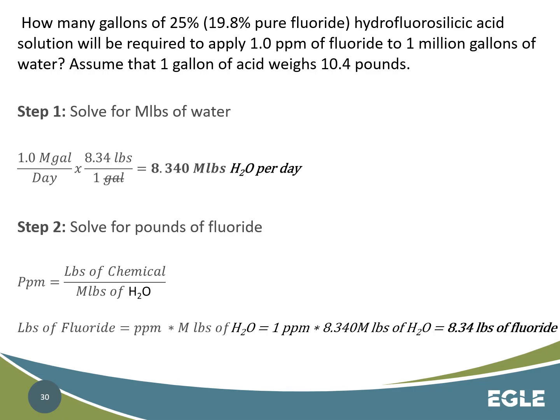So step number 2, you want to write down your 2 different forms of the part per million equation and ask yourself, what are they asking for? What do I need to solve for? In this case, we want to solve for the pounds of pure fluoride, since we're given our 1 part per million of pure fluoride that we want to achieve. Our pounds of pure fluoride will be obtained by using the part per million equation in the form of pounds of chemical equals parts per million multiplied by million pounds of water. And that gives us our pure fluoride concentration.